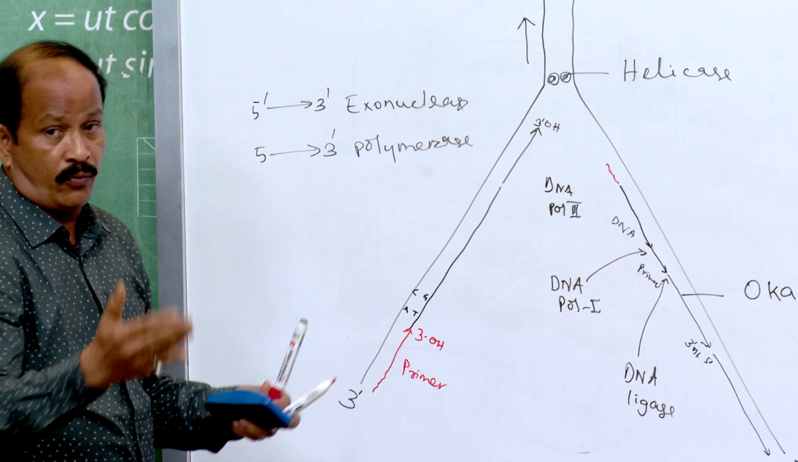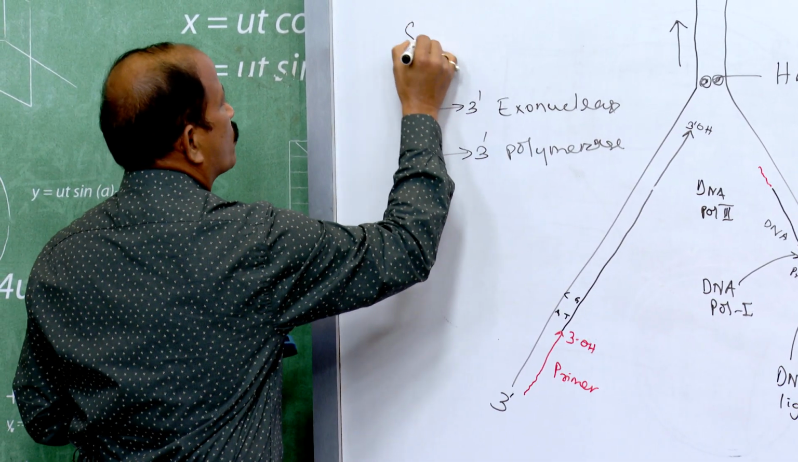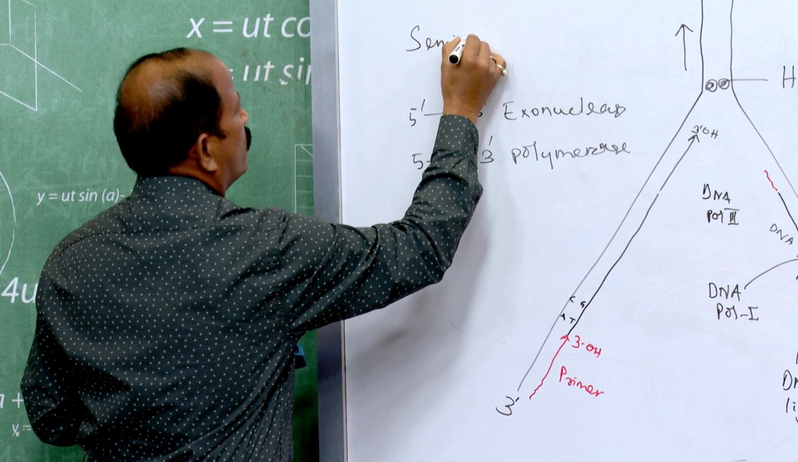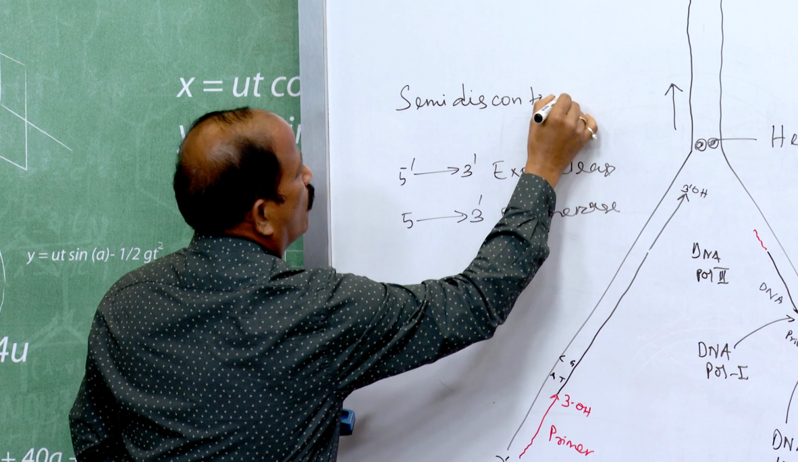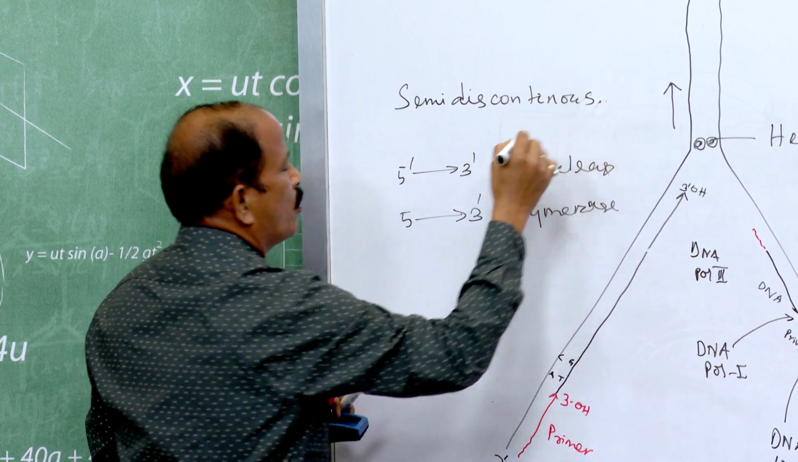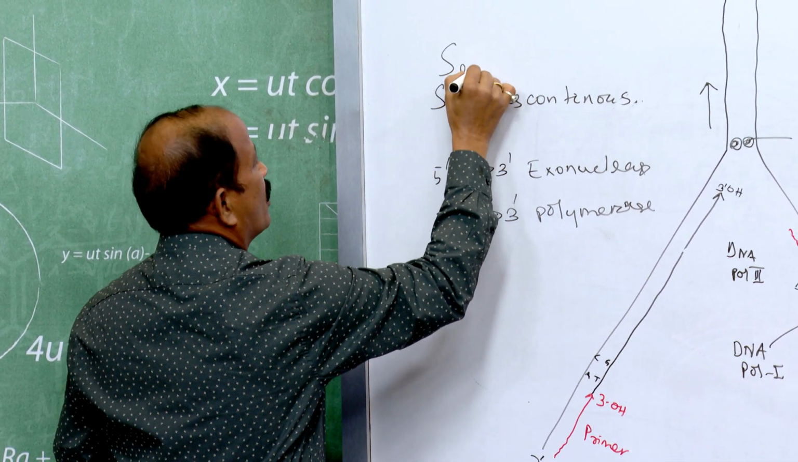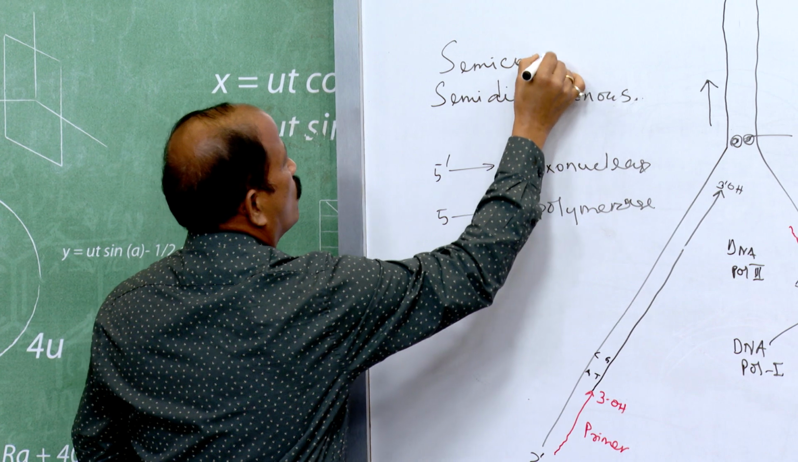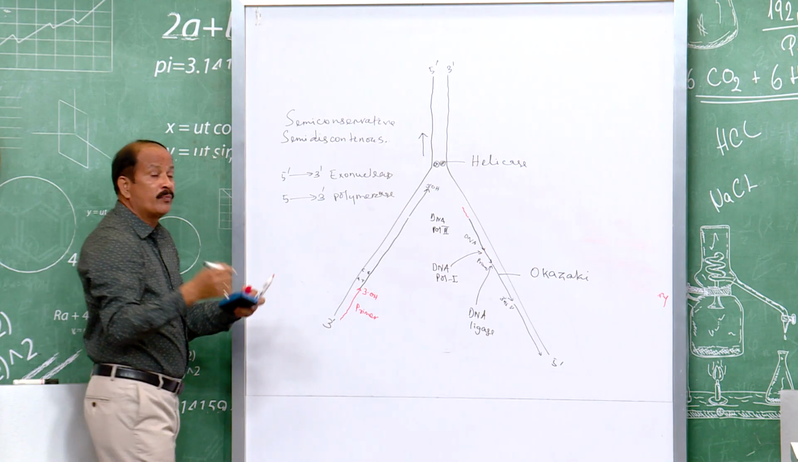So, this kind of replication is called semi discontinuous. DNA replication is semi discontinuous, and before that we have also read it is semi conservative. So, DNA replication is both semi conservative and semi discontinuous.